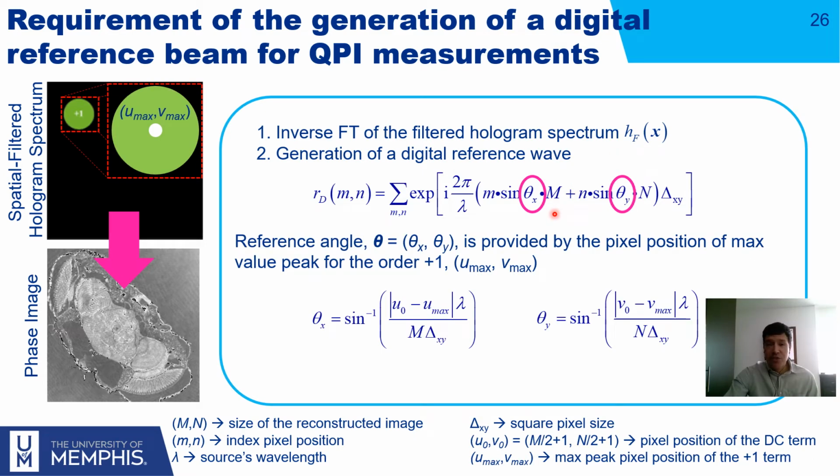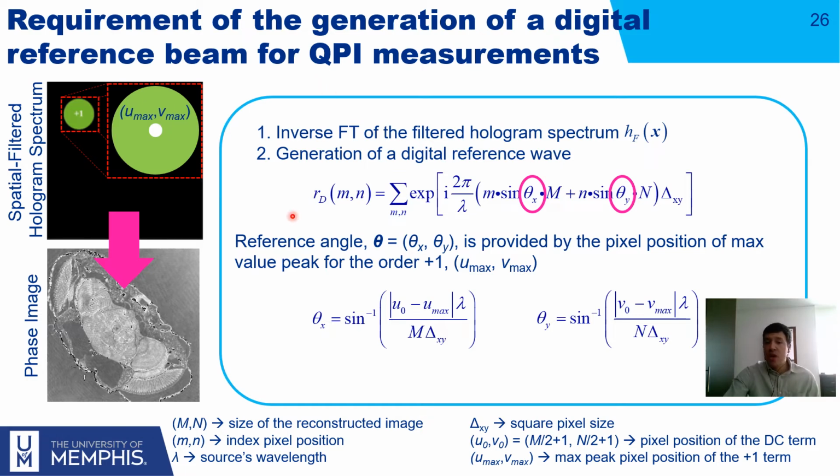So the angle of the reference waveform is determined by the wavelength of the light source and also by some parameters of the camera, such as the number of pixels and the pixel pitch. Then the subtraction between the pixel position of the DC term and the +1 diffraction term gives us the proper information. The DC term is always placed at the center of the Fourier spectrum. Therefore, the only parameter that needs to be known is the position of the maximum peak of intensity in the +1 diffraction order, that is this one over here. We call this position U max and V max in the next slides.